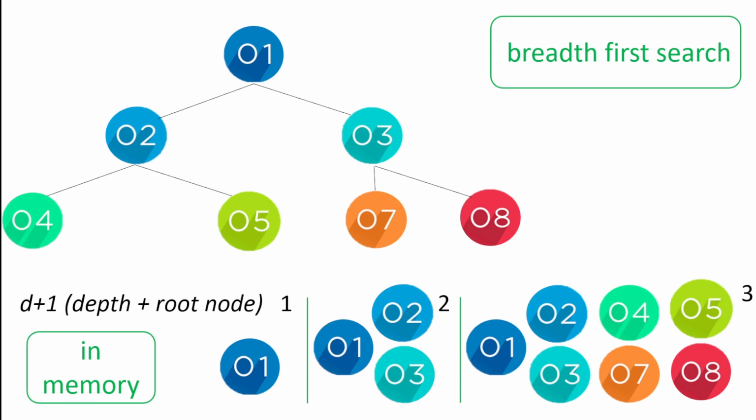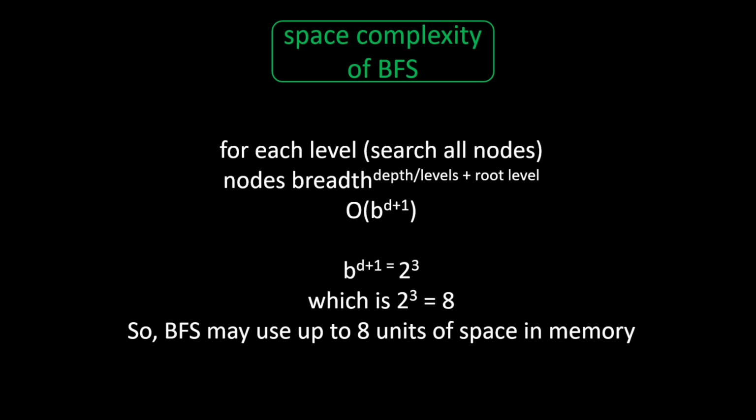Here we've got breadth first search. Now, in memory, we put the root node 1, and then the children 2 and 3, and then the children of 2 and the children of 3. So breadth first search keeps all the nodes in memory, which is important. At each level, we're going to put all of the nodes in. So how many children there are, the breadth, would be B, and the depth, for example, we had a depth of 2. We've also got the root node, so we add 1 to D, the depth.